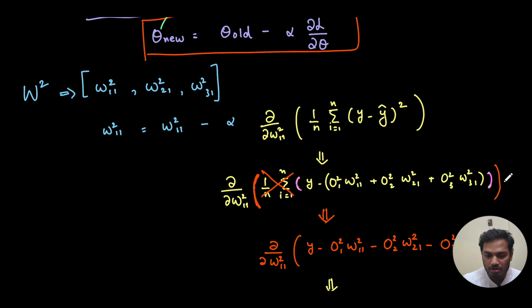And once it is done, here we'll be having a square. So let's for now ignore this one. If n is some constant in general, let's take it as 1, or let's ignore this for now. If we are ignoring this, we are left with this particular function, that is y minus O21 times W211 minus O22 times W221 minus O23 times W231. That is because this minus will go inside and all these pluses will become minuses.